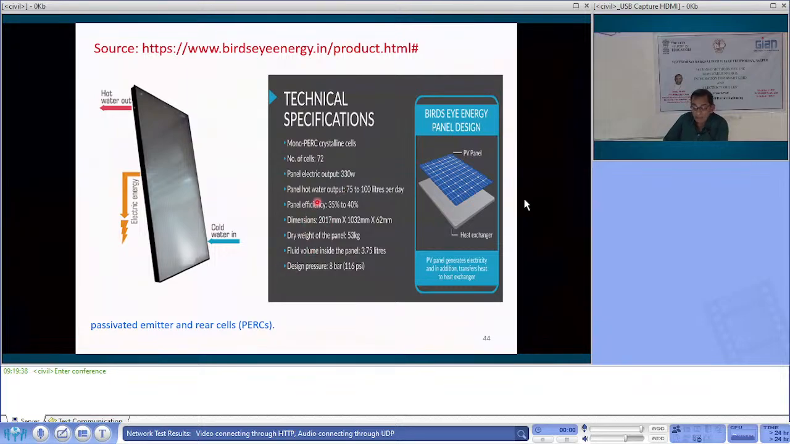then पैनल इलेक्ट्रिक आउटपुट 330 वैट. अब वो 330 वैट का मॉड्यूल हो गया, वो गर्म पानी भी मिल रहा है, सुटेबल फॉर दी कमर्शियल पर्पज. नीचे में उनका हीट एक्सचेंजर है, यहाँ दिखा है वैसे, ऊपर में पैनल है. ओके, दैट दे आर गिवन and the fluid volume and design, everything is given. They are tested at IIT Chennai. This from Hyderabad, Bird's eye energy.